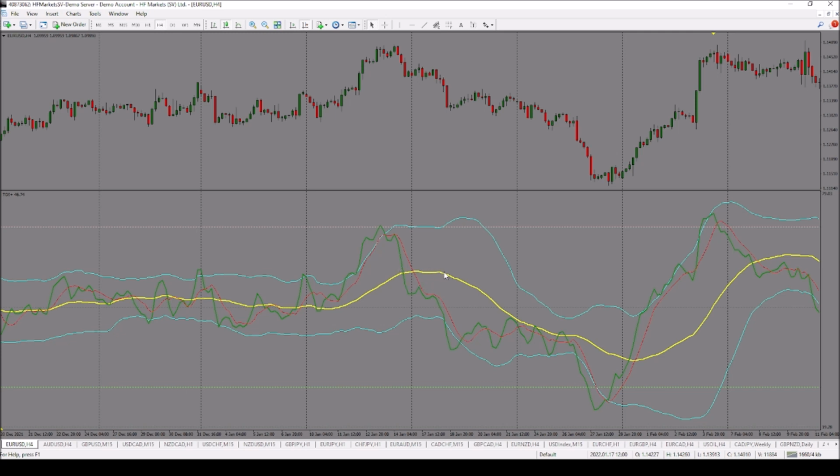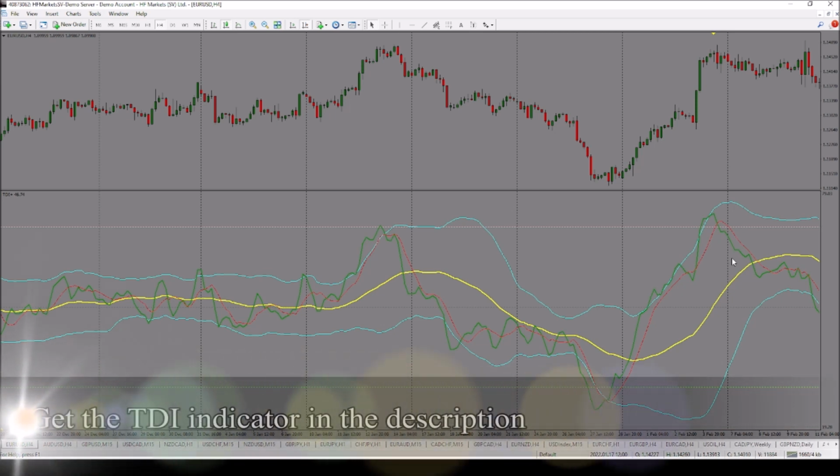Then the one in yellow is the moving 50, or basically the baseline. The baseline is there to actually show us the trend of the price chart. In this case, if we see it sloping downwards, it will be showing us a downward trend, and if it's sloping upwards, it's basically an upward trend. So basically, to trade with this particular strategy, we need a few parameters.